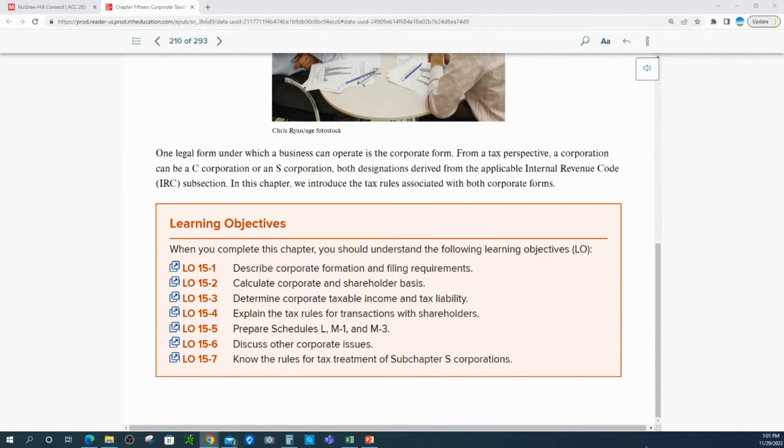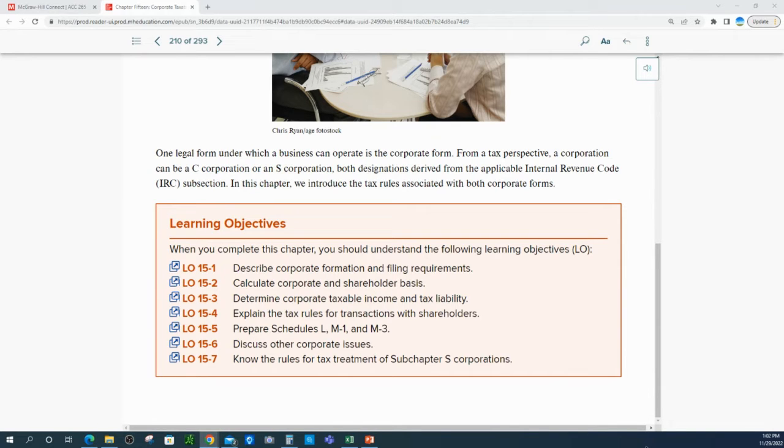So now we're not talking about partners, we're talking about shareholders. Okay, so that's one distinction between partnerships and corporations. Partnerships do not have shareholders. They have partners, and corporations can have a lot of shareholders, or they can have one shareholder. We're going to look at the calculation for determining taxable income and tax liability for corporations.